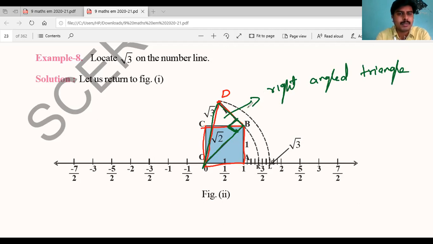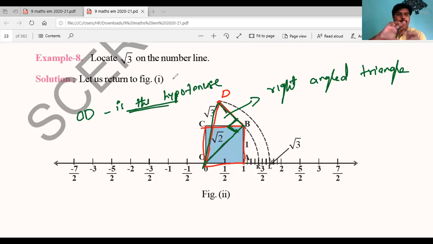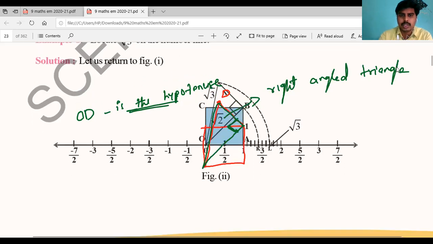Okay. Now, what is the hypotenuse? Hypotenuse, Nana. OD is the hypotenuse, right? Same thing. With the length of the hypotenuse, we draw an arc on the right side of the number line, we get root 3. On the left side, we get minus root 3. Okay. See, any doubts up to here? Please, you can raise a hand.